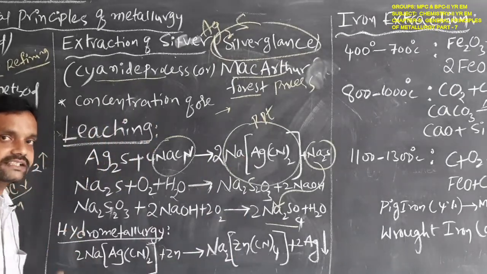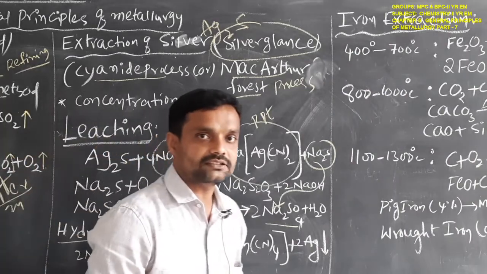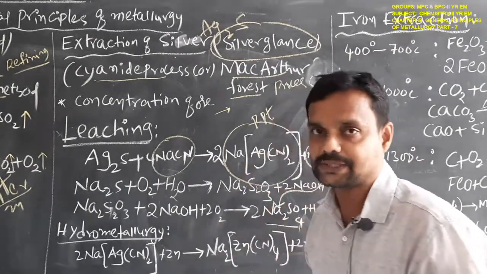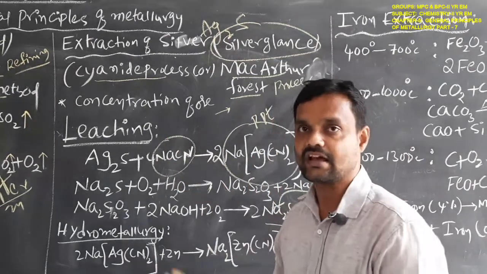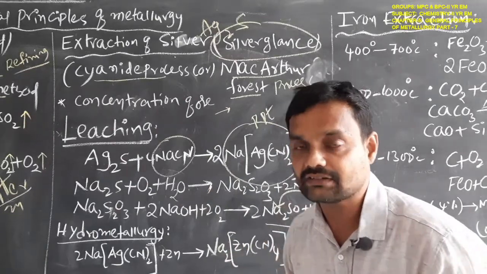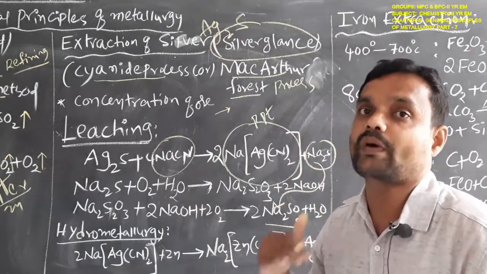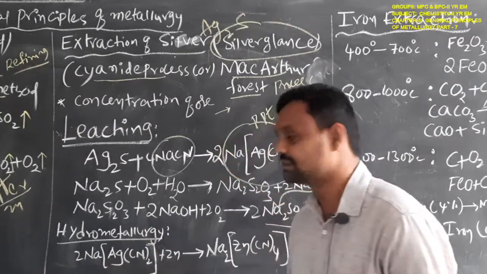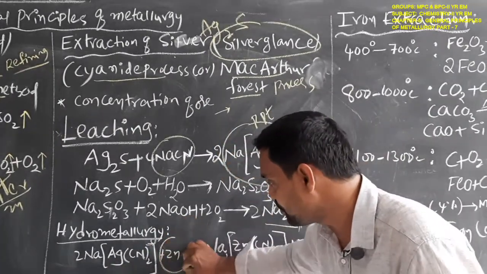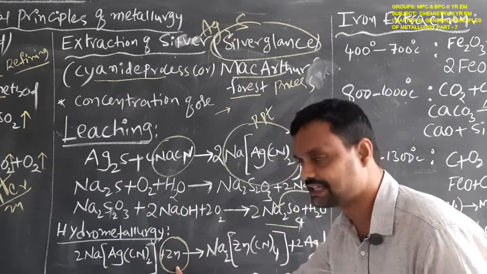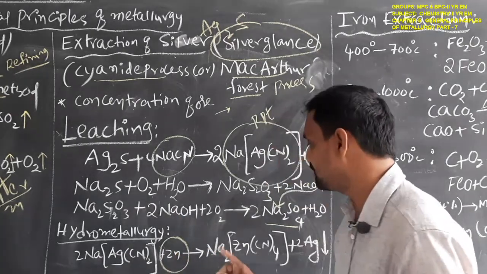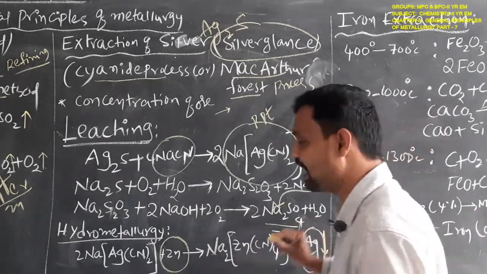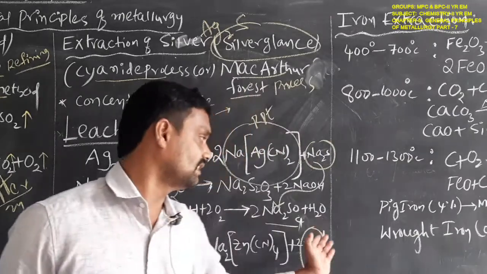So in the hydrometallurgy process, we have to learn hydrometallurgy. Hydrometallurgy means the precipitate formed in the leaching process is reacted with a more electropositive element. So in hydrometallurgy, that precipitate, sodium argentocyanide, reacts with the more electropositive element, that is zinc. Finally it is converted to the sodium zincate form and we extract our metal, that is silver.